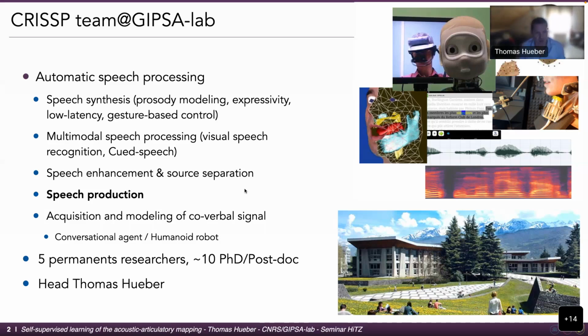And today I will focus on what I've been interested in the last few years, which is speech production and modeling the underlying mechanisms of speech production. And of course, this is a nice view of Grenoble, which is, as you know, surrounded by nice mountains with snow as today.